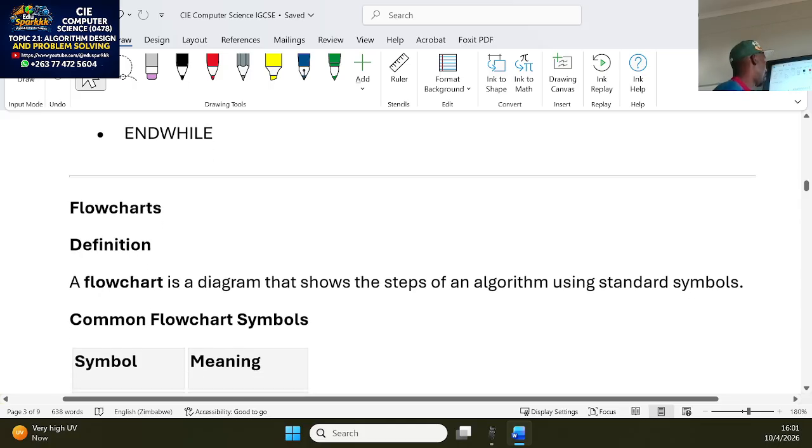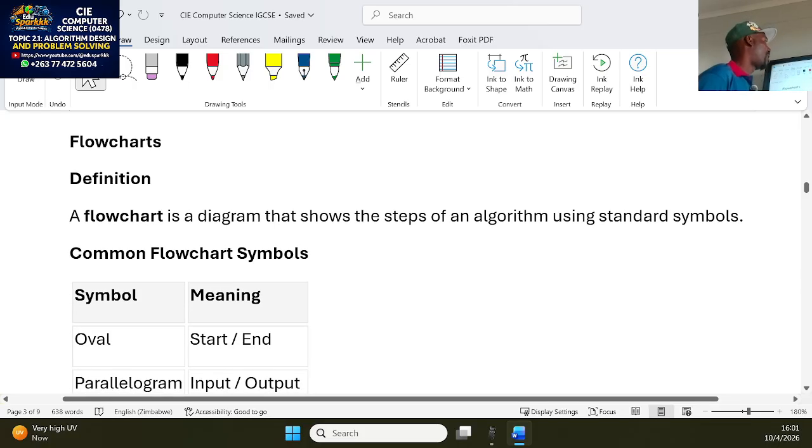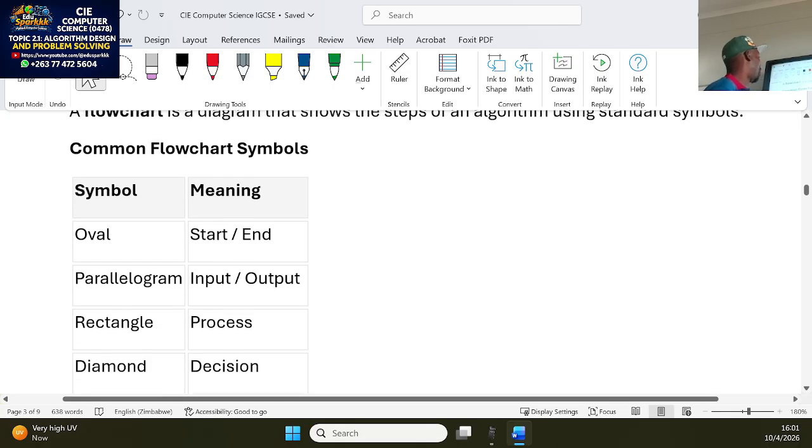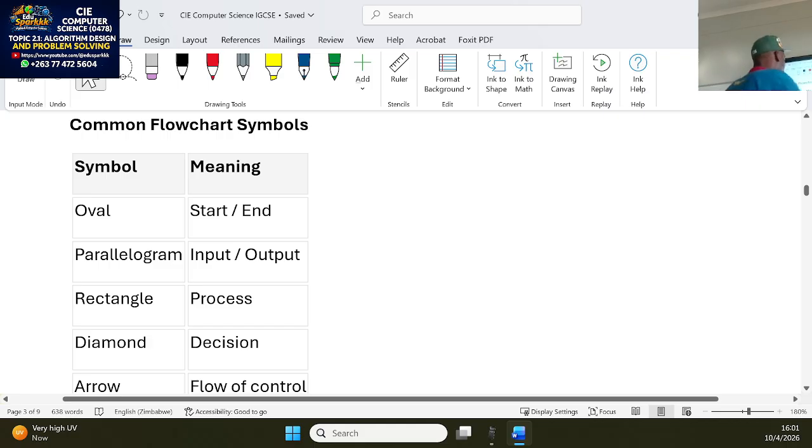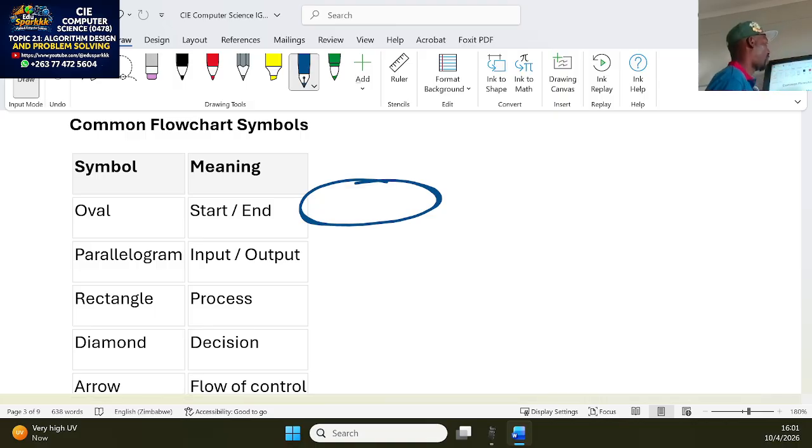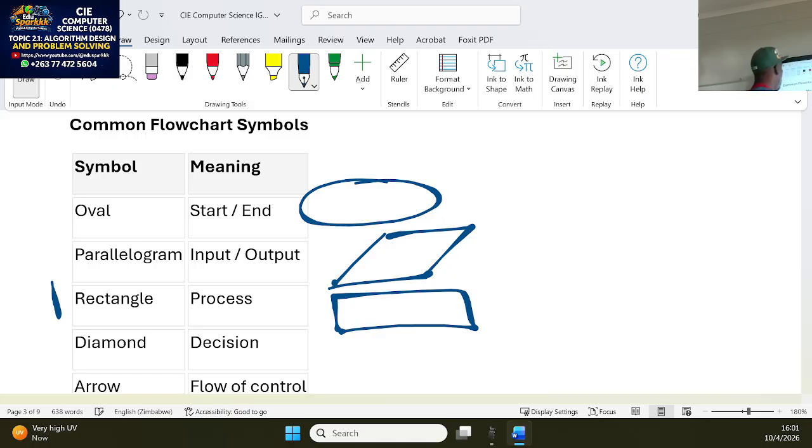Then flowchart, this is a diagram that shows the steps of an algorithm using standard symbols. And these symbols, we're going to look at them. An oval-shaped symbol is going to represent the start or end of the process. So you normally find it at the topmost part or the last part of the flowchart diagram. Then the parallelogram, which is a symbol like that. This denotes input and output of data. Then the rectangle represents a process, to say, are we multiplying, are we dividing, all those are processes that you might find within a rectangular shape.